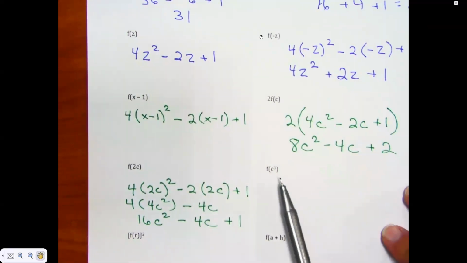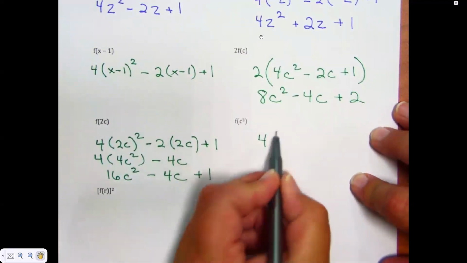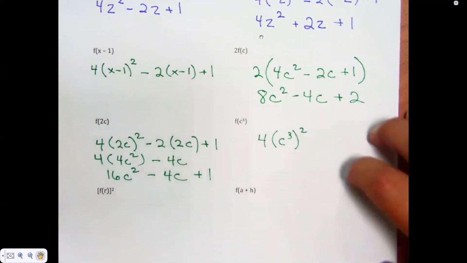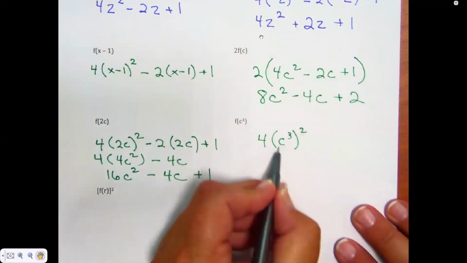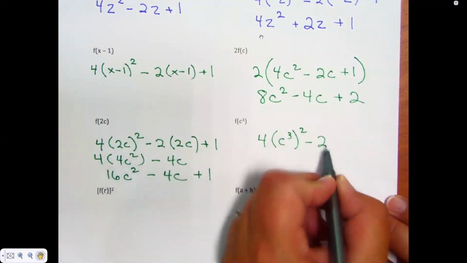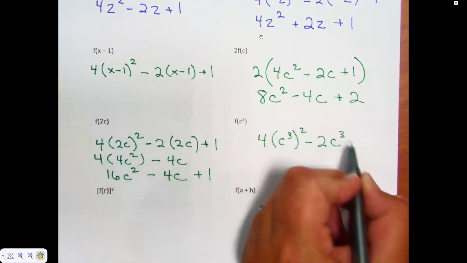Be careful on this one. Make sure we can see this one. 4, I'm plugging in a c cubed, and then I have to square it, because that's my x. You have to picture the x right here. Minus 2c cubed, and then plus 1.